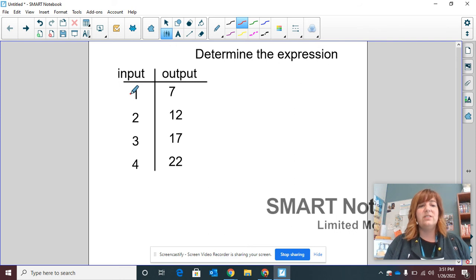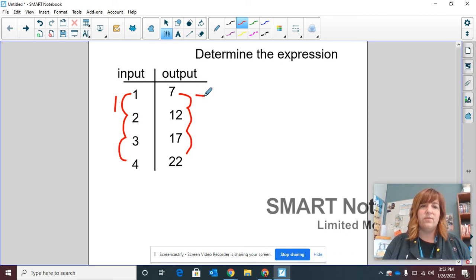So what we're going to do first is find the input pattern and then the output pattern. We always have to start with the input pattern and the output pattern. This helps us determine the operation and number that is going to help us find the machine. So if you look at 1 to 2, 2 to 3, it goes up by 1 each time. And on this side, it's 7 to 12, 12 to 17, 17 to 22. It's going up by 5 each time.